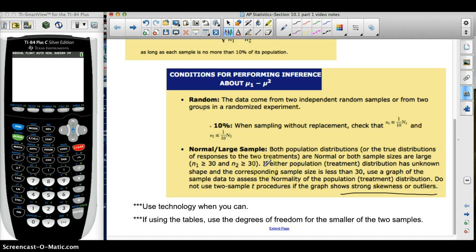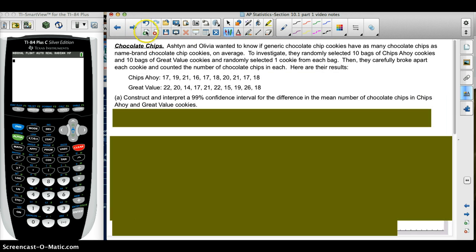Just as a little side note, when we start getting into doing this, you're really going to want to use your graphing calculator because the formulas are very long and tedious, and you can make careless mistakes in your calculator. The other part that's important for you to know is when we start using degrees of freedom, because we're dealing with t intervals, you want to look at both of your samples, but you want to use the degrees of freedom for the smaller of the two. So depending on your sample sizes will determine which degree of freedom you're going to want to use. So let's get into an example.